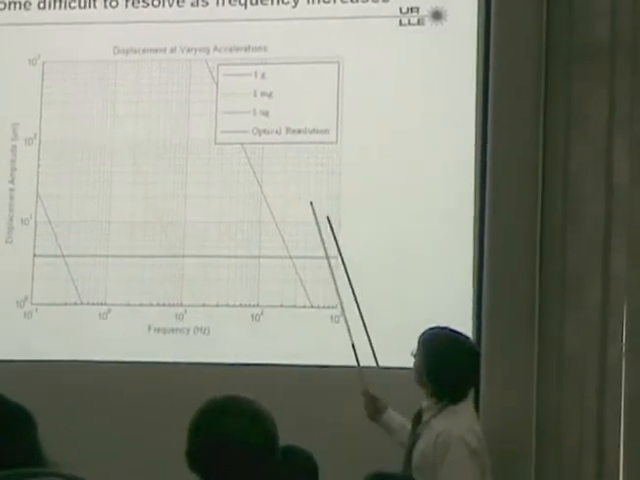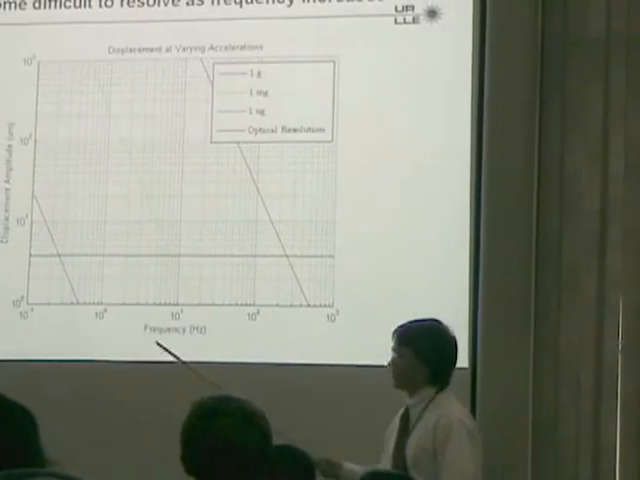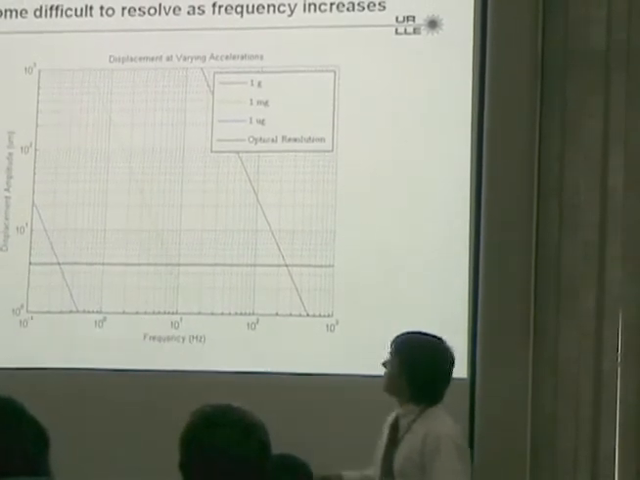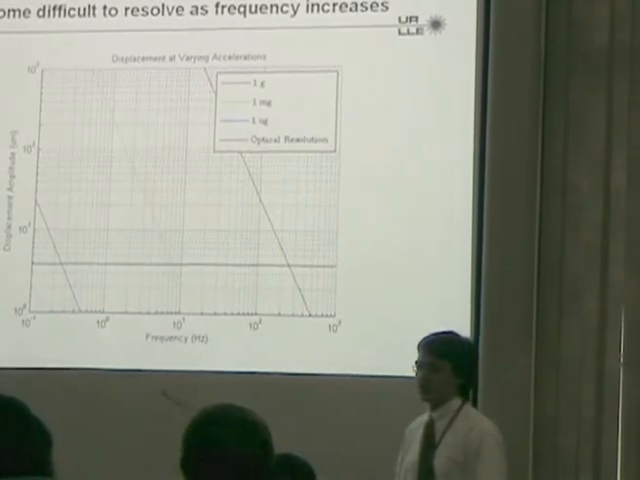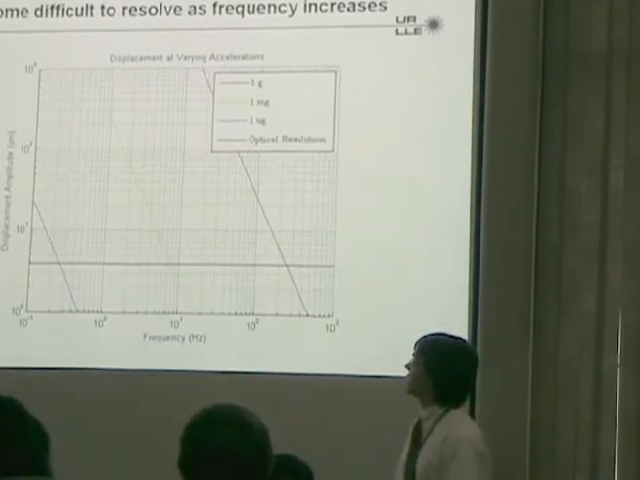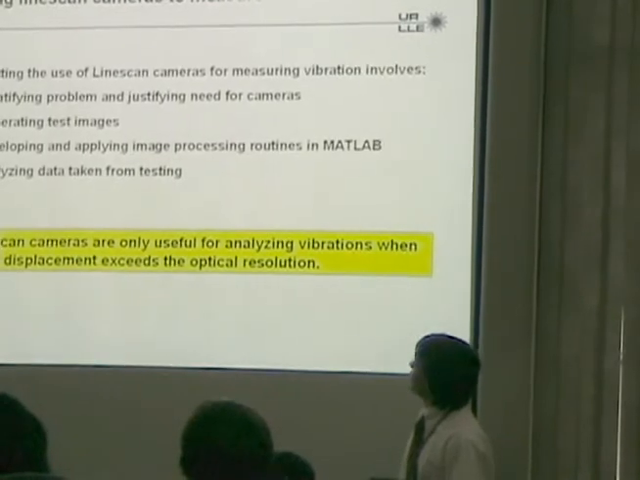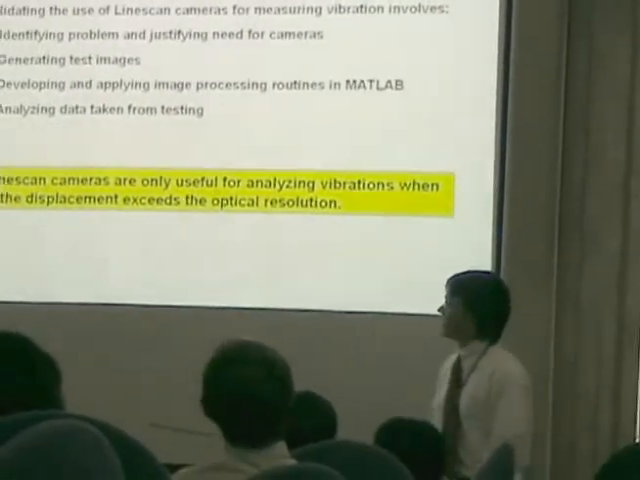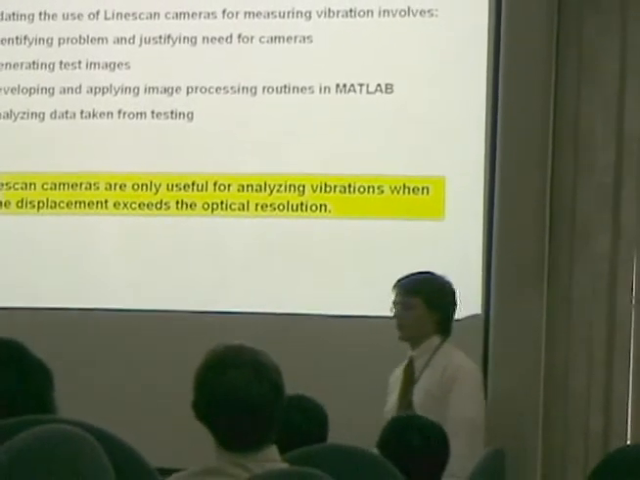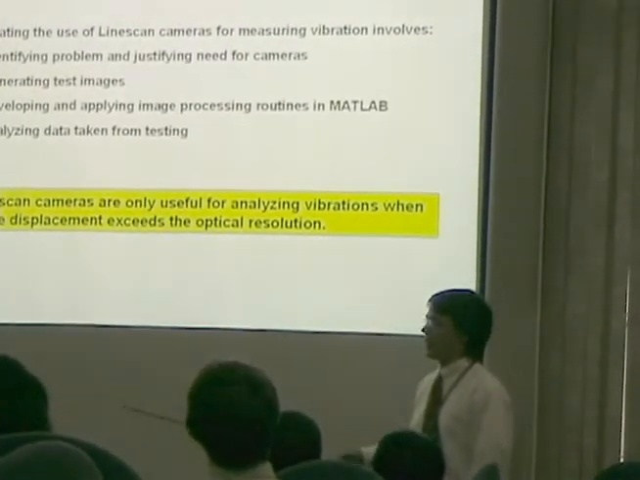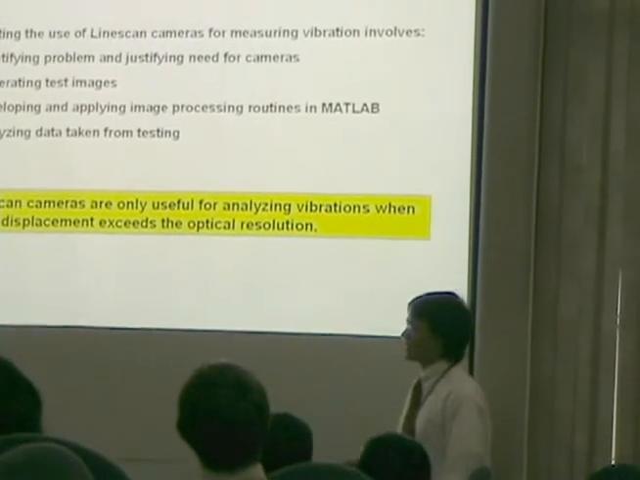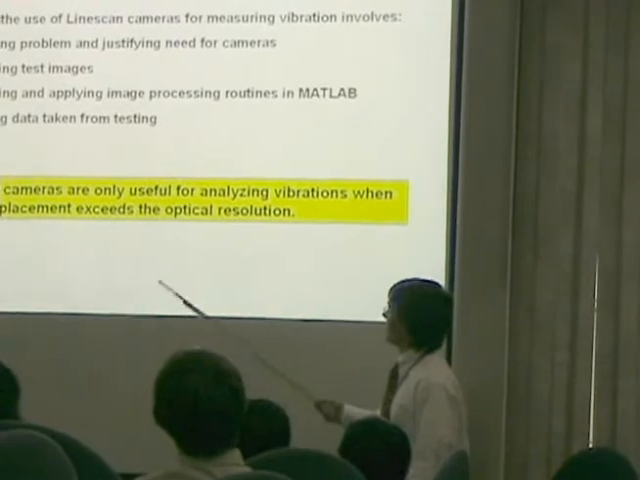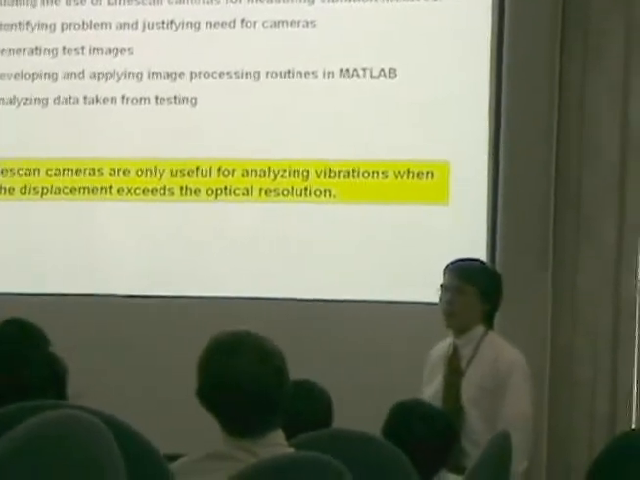And if there are very small accelerations, this camera will not be useful in measuring values that are less than some low frequency, because otherwise the displacements will be so minute that the camera cannot pick them up. So in conclusion, line scan cameras are only useful for analyzing vibrations when the displacement exceeds the optical resolution of the camera. So they are only useful in measuring when you have a low frequency oscillating at a high acceleration or has a high displacement that is greater than the optical resolution of the camera.